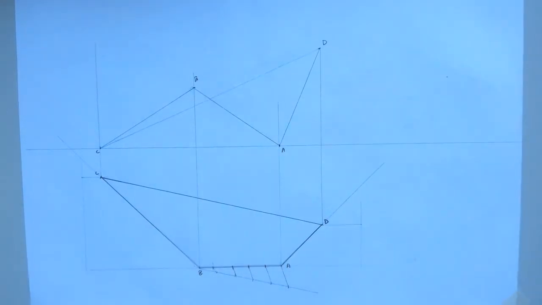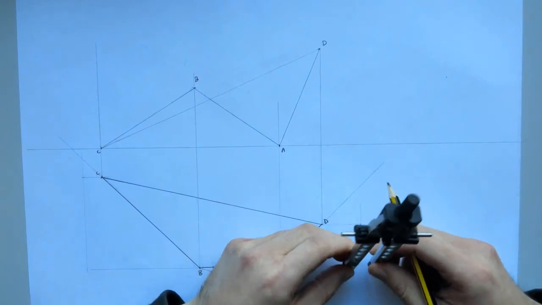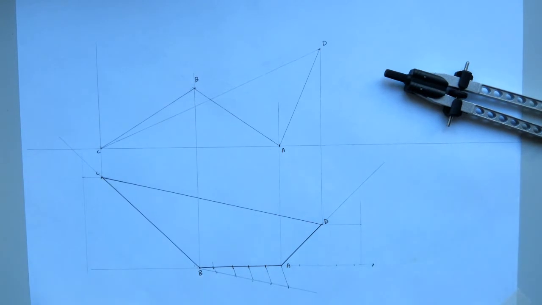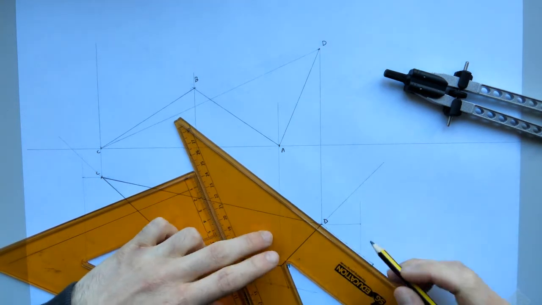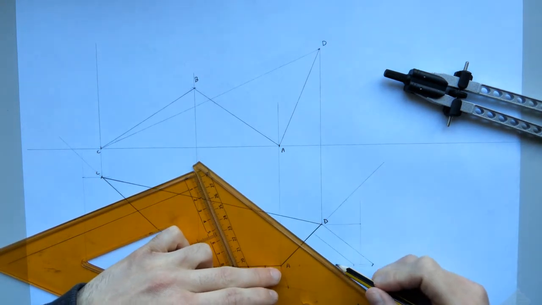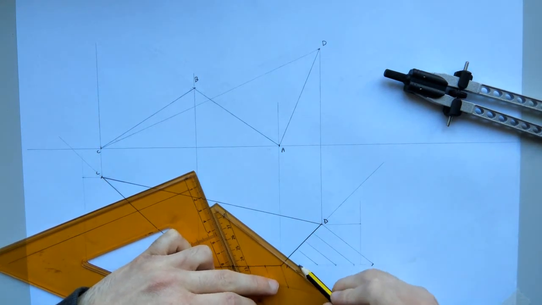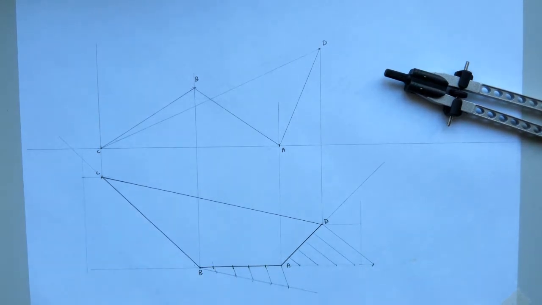Can repeat the process between A and D again. Stepping out 5 equal distances, 1, 2, 3, 4. Just extend this out for 5 here. I'm just getting my set square, line it up. Connecting all them back in. And I just have to repeat the process with these two sides here again.